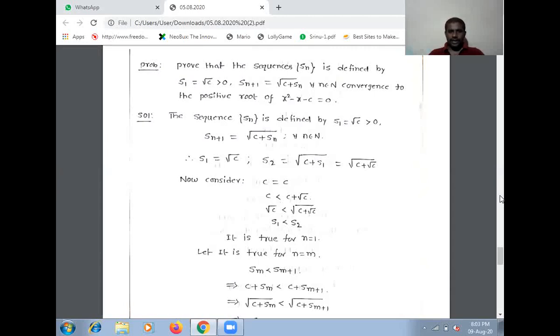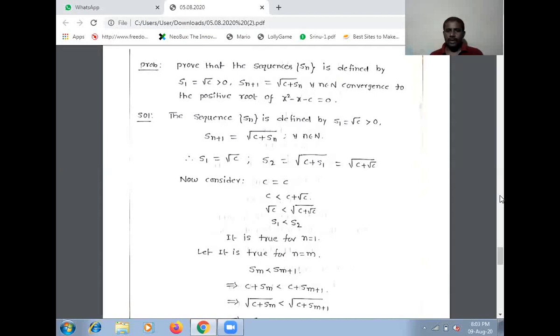So now consider c equal to c. It is true for any constant value. c equal to c, but c less than c plus root c. You can give c equal to 2. So 2 equal to 2, but 2 less than 2 plus root 2. Here root 2 equals some value, so some value is added to 2. That's why 2 less than 2 plus root 2. So c less than c plus root c.